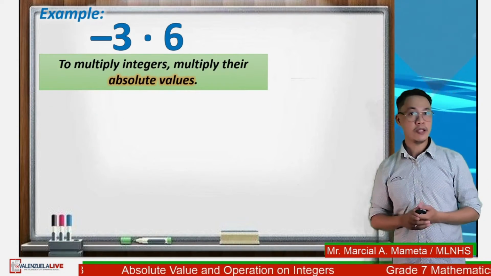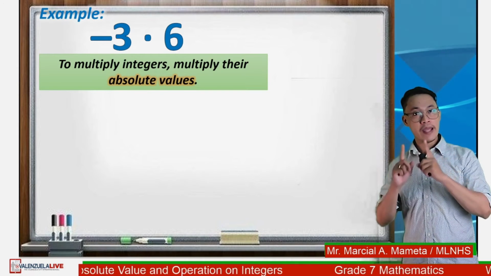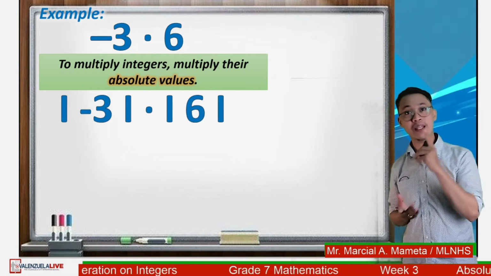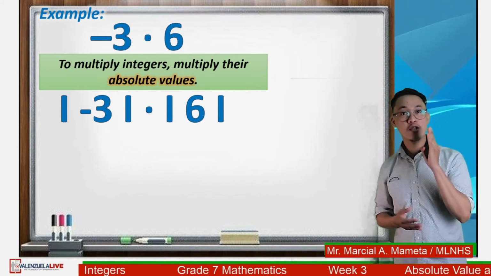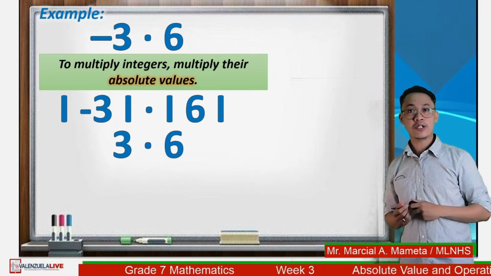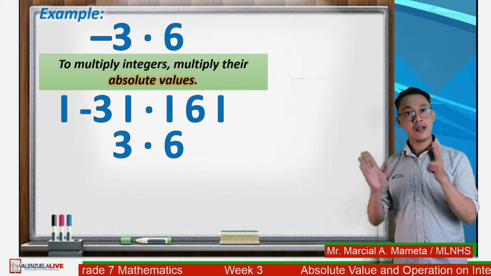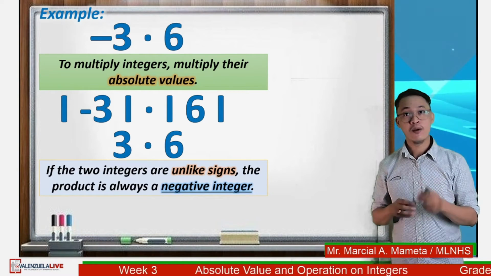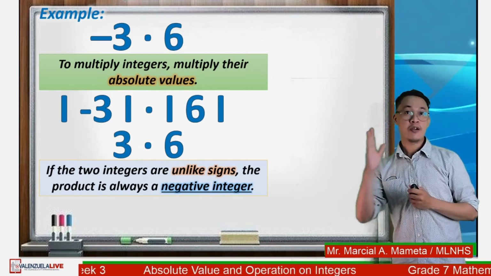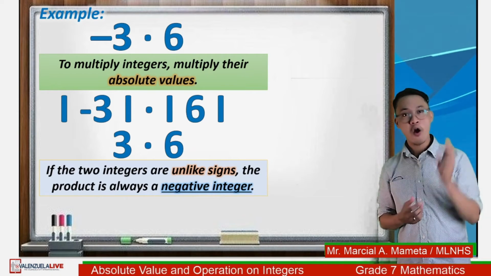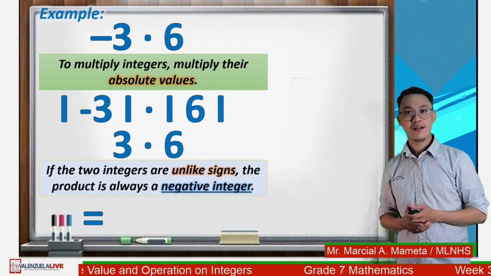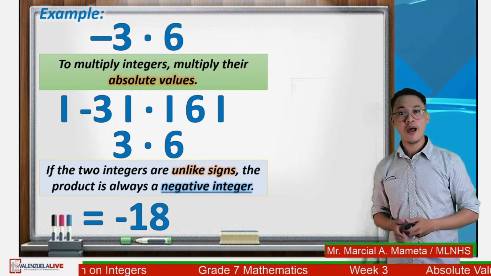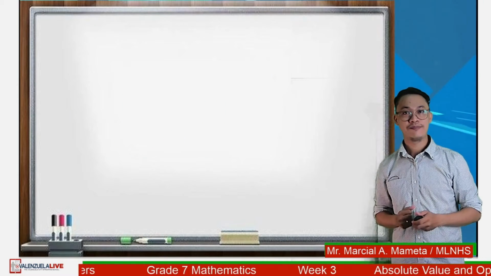To multiply integers, first multiply their absolute values. So we have the absolute value of negative 3 times the absolute value of 6. The result is 3 times 6. Again, remember the rule. If the two integers are unlike signs, we have negative 3 times positive 6, the product is always negative. The result for negative 3 times positive 6 is equal to negative 18. How about this one?